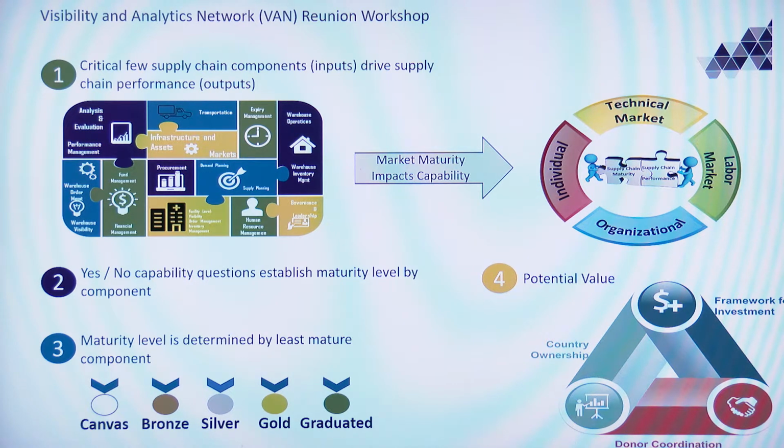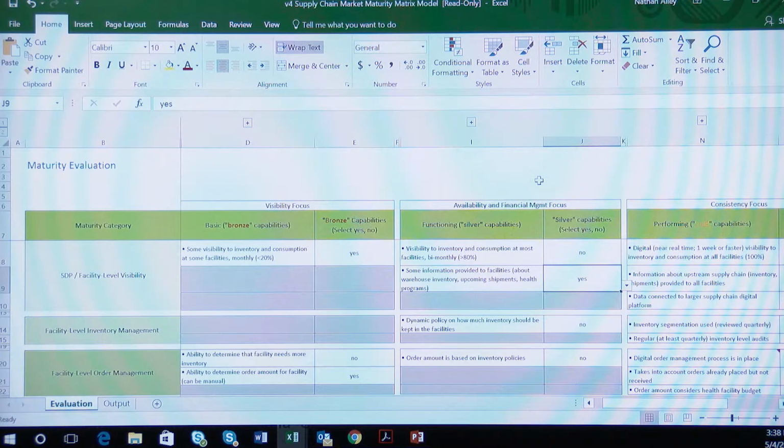This is our maturity model, and you can see it is based in Excel. And along the left side of the spreadsheet in column B, we have the 20 supply chain components. And then across the top, we have the maturity levels. And you'll see we have the yes/no capability questions for each component and for each maturity level. So we'll walk through one example.